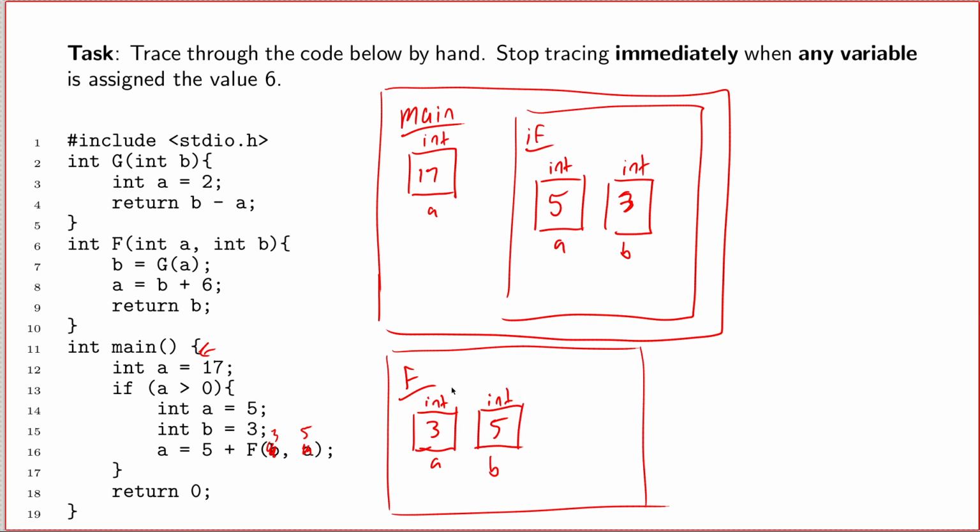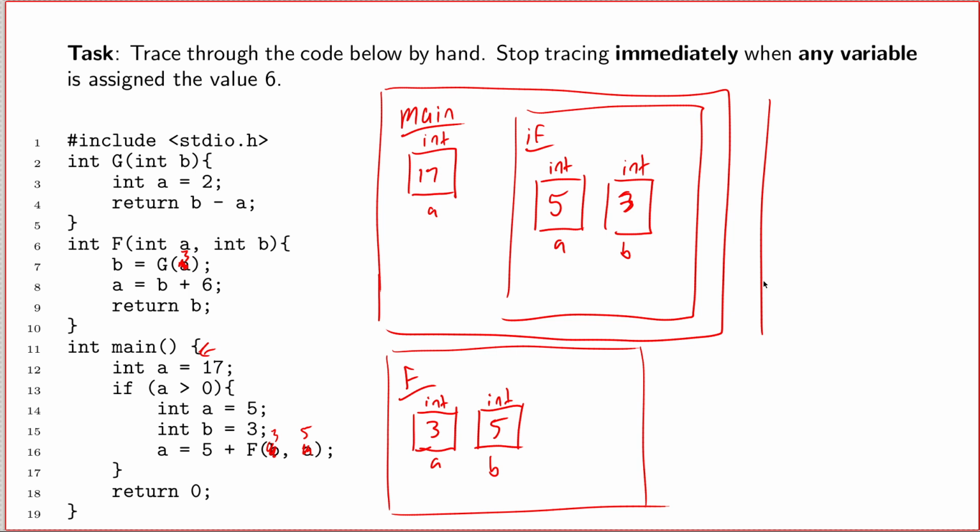It's got its variables a and b, its parameters. I've sent in the values. Now I can begin executing the function f. And the very first thing that happens on line 7 is I call the function g. So inside this scope, what is the value of the expression a? It's 3. Okay, so I call g with the argument 3.